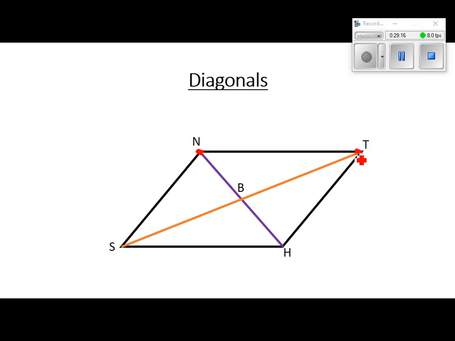But is there anything that looks like it's true about them? Maybe they might be perpendicular. Not always. What happens here? Looks like those two parts are the same length, right? And it looks like these two parts are the same length. And that's true with the diagonals.